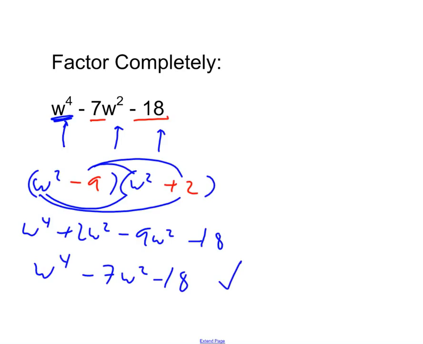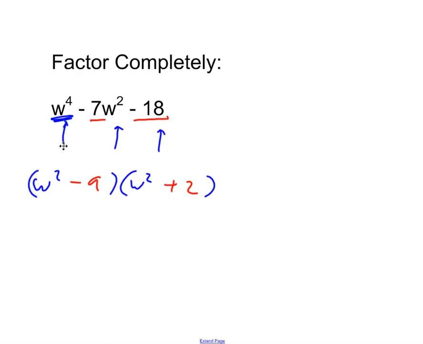So it checks out. So when you see this pattern, to the 4th, squared, and then just a number, you can actually factor that into the product of two binomials. You'll just have quadratic binomials instead of linear binomials. Okay, so that checks out. So now we have to see, did we factor it completely? Can either of these be factored further?